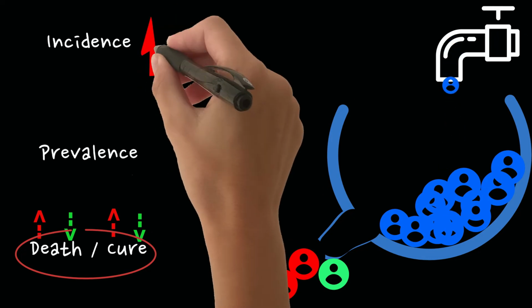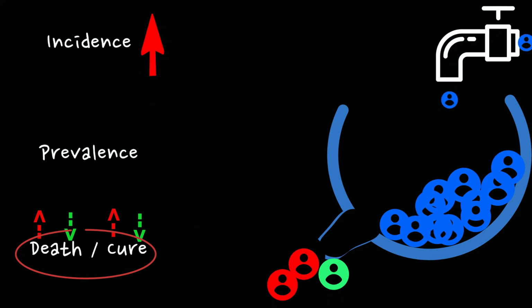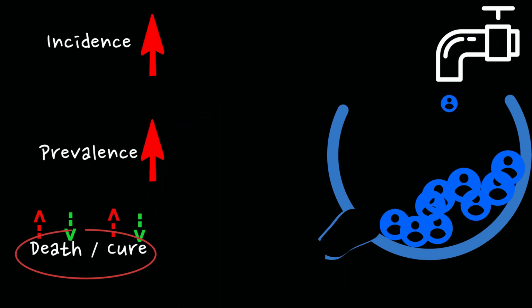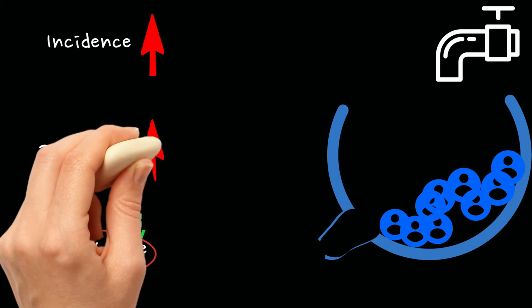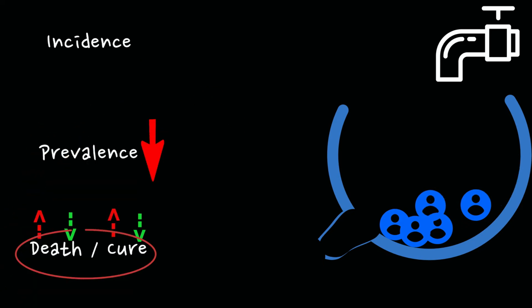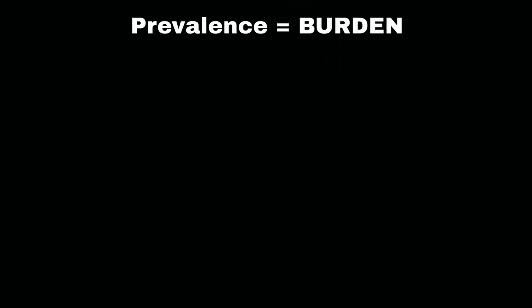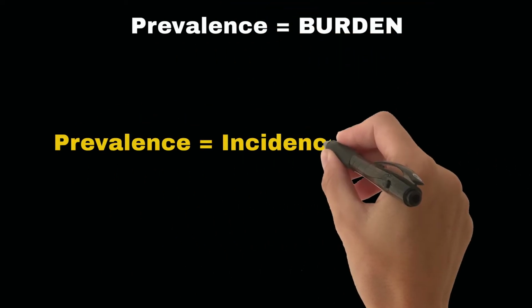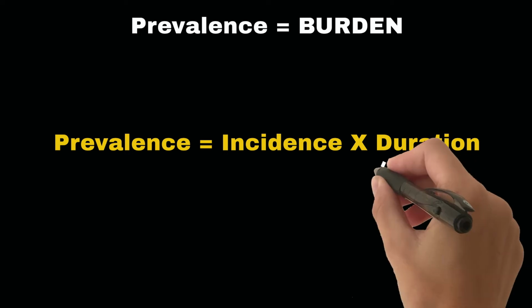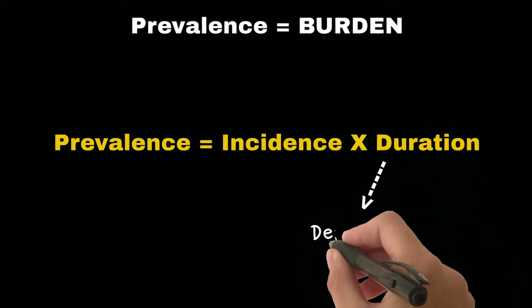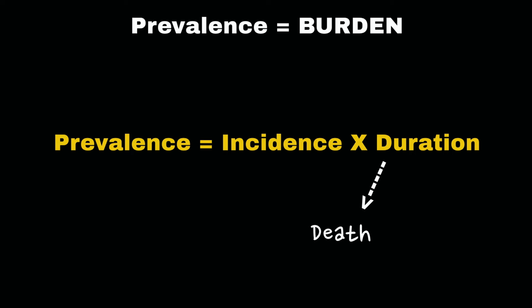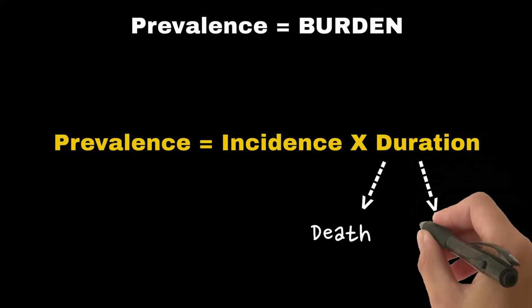If incidence goes up, but the death and cure rate remain the same, prevalence increases. Same is true when death goes down and cure rate stays the same. Prevalence decreases when death goes up and cure rate increases. This information is crucial while planning prevention and control of different diseases. Prevalence measures burden of the disease. It can be presented as incidence multiplied by duration. Duration is decided by the death or the cure rate of the disease.